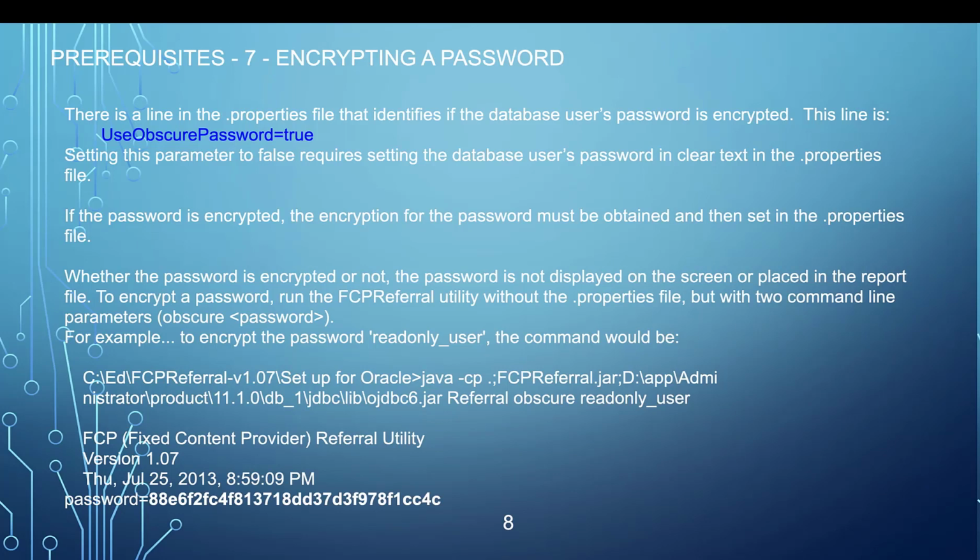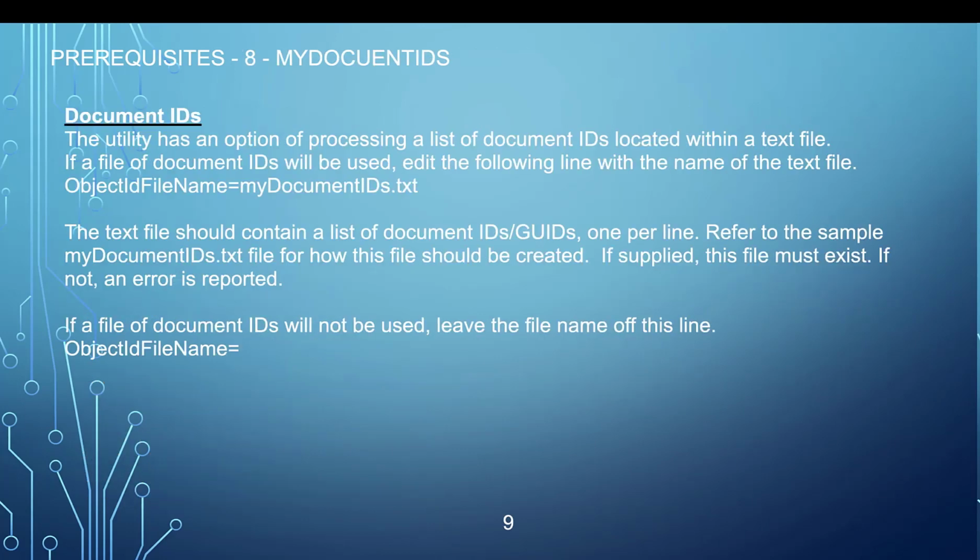Just do not add the properties file at the end of the command. Use the obscure password content here. Then you can get the encrypted password. Next, copy the encrypted password into the properties file for the next step.